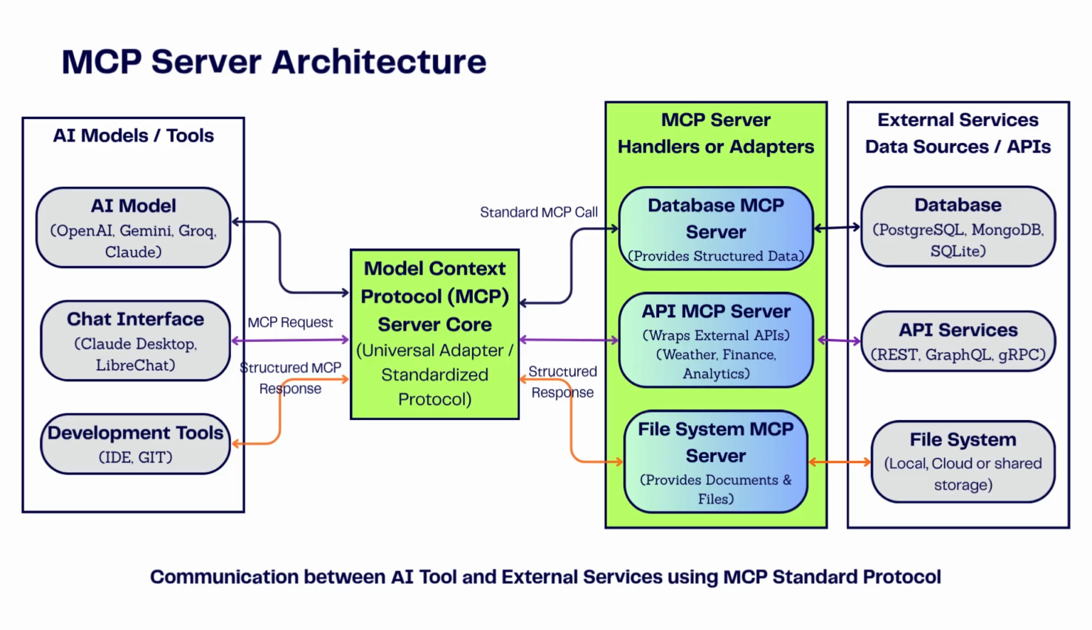Then we've got the data sources or APIs. This is where the actual information lives. These could be your databases, like MongoDB, PostgreSQL, or MySQL, or even REST APIs, cloud services, or any external data system. The MCP server connects to these systems to retrieve, update, or process data as requested by the handlers.